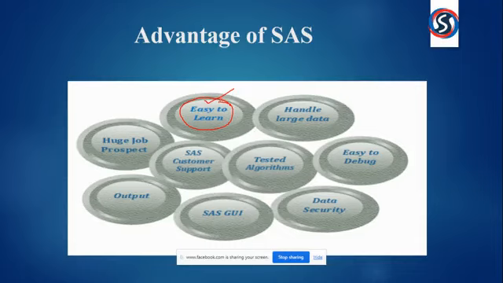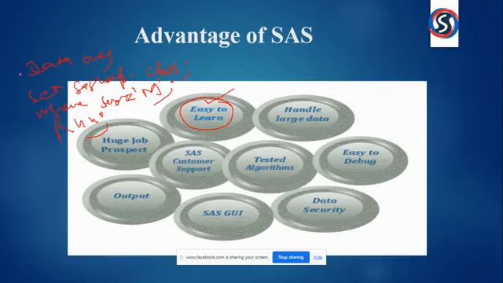Coding in SAS uses very simple English language statements that we use in day-to-day activity. Suppose I am writing one code like this: data one; set sashelp.class; where sex is equal to male; run. I know you are not familiar, even though if you are familiar, that is good. By looking at this code, anyone can understand.